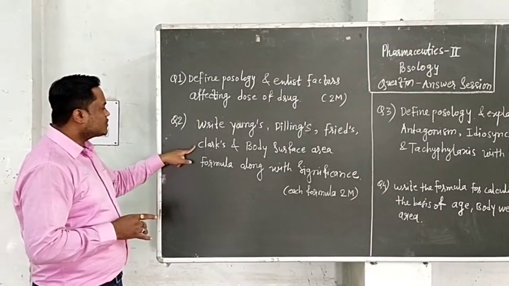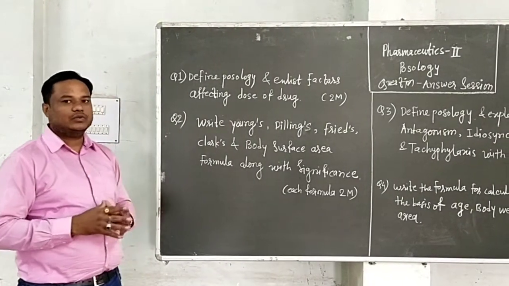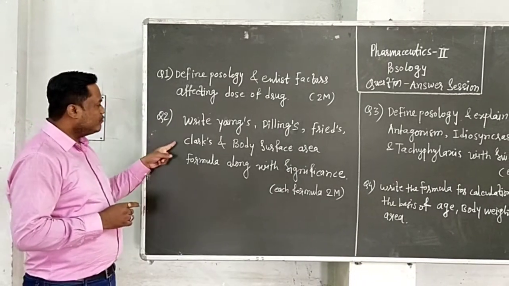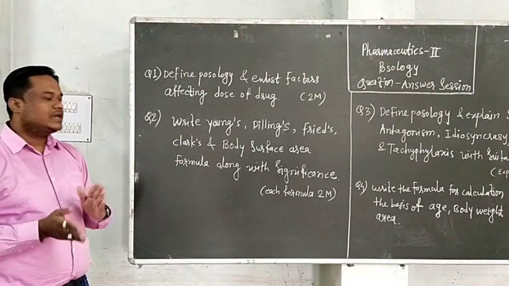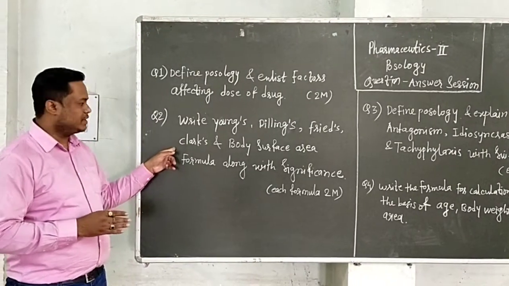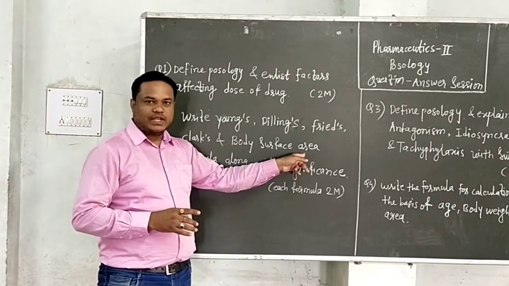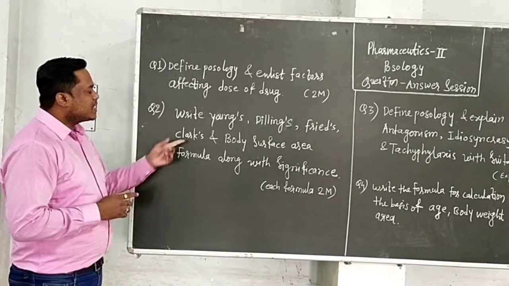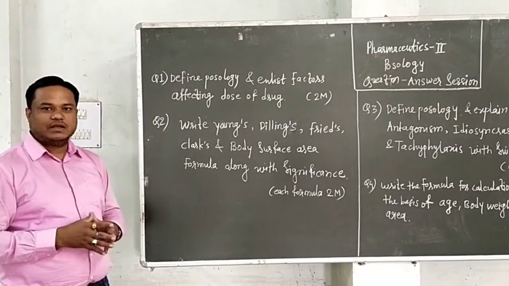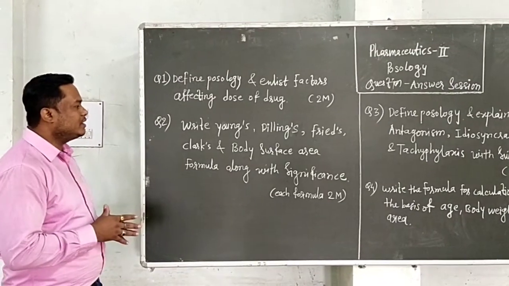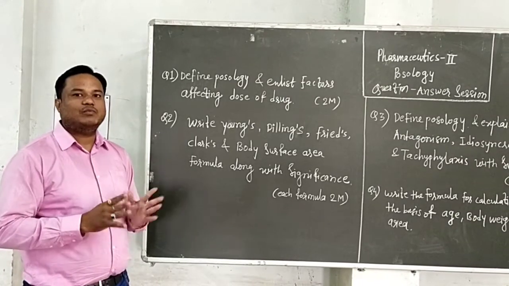Then what is the significance of Clark's formula? This formula is used for calculation according to the body weight. When weight is given in kg, it is divided by 70, and when weight is given in pounds, it is divided by 150. And last is the formula for body surface area in meter square. The formula is child dose equals body surface area of child divided by body surface area of adult into adult dose. And in this, the body surface area of adult is 1.73 meter square.